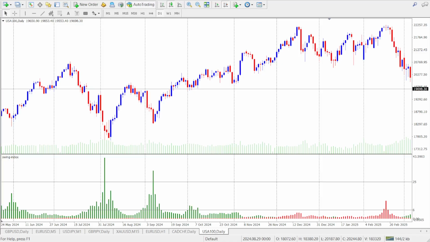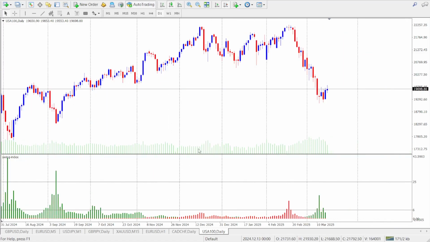Well, it is a momentum based indicator that helps traders to evaluate the strength of price movement by analyzing the relationship between the current and previous bars. Okay, so unlike traditional trend indicators, the swing index does not just follow price. Instead, it calculates and quantifies momentum, helping traders anticipate potential trend reversals before they happen.